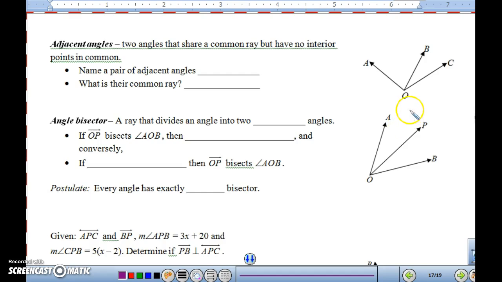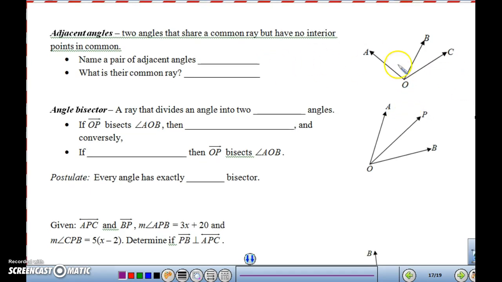Well, look at the angles that are next to each other. If I look at angle AOB, what angle is right next to that has a side the same? Well, it would be angle BOC, this angle over here. So angle AOB and angle BOC are adjacent angles. What would be their common ray? Well, their common ray would be the ray OB because both of them have OB in it. One side of the angle is ray OB. So those are adjacent angles.